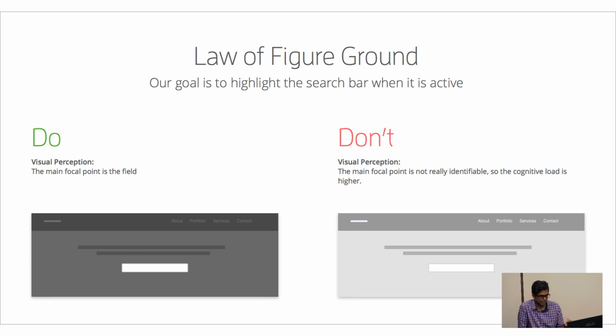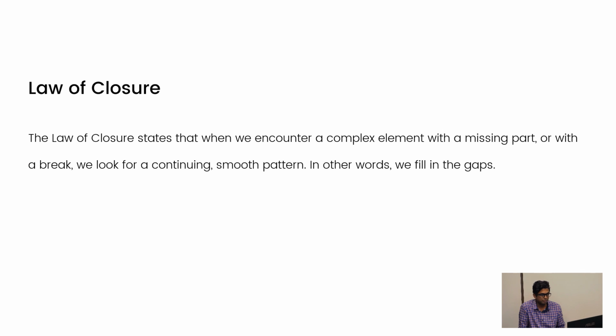Then I understand and identify that this part is active now. Then I should type something. That is how understanding figure ground works. This is a very common principle that you can work on any application. And this is a very common example of Gestalt laws.